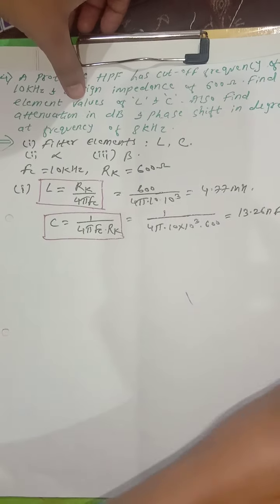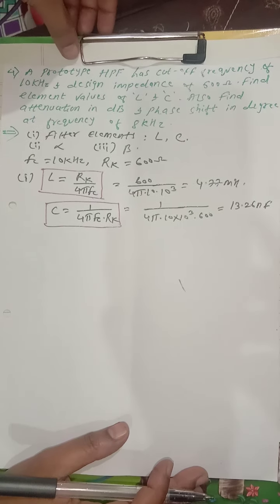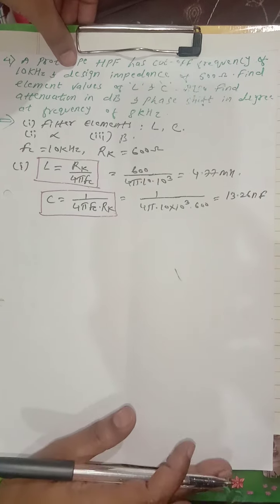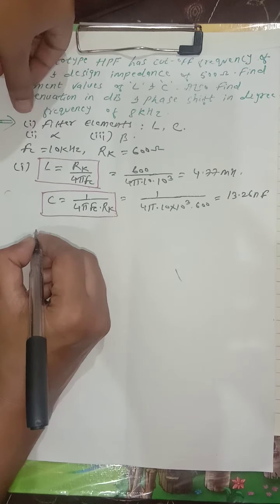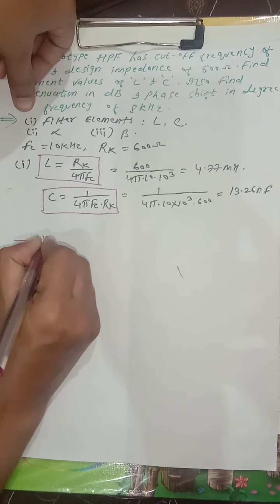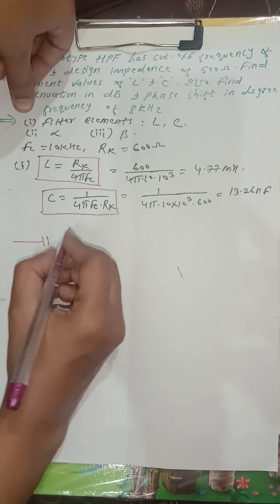Now what we need to do here is draw the high pass filter. So we need to design the high pass filter. How can we draw it? I will draw the high pass filter here. The high pass filter for the T section as well as for the pi section can be drawn here.